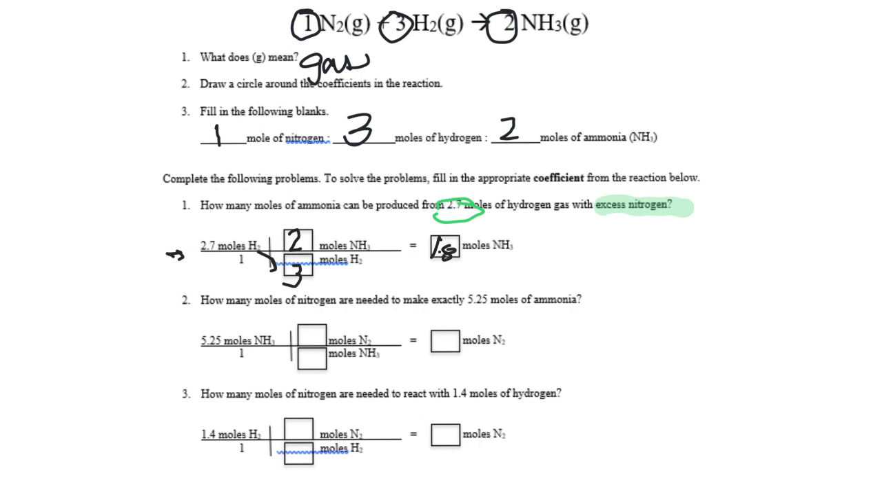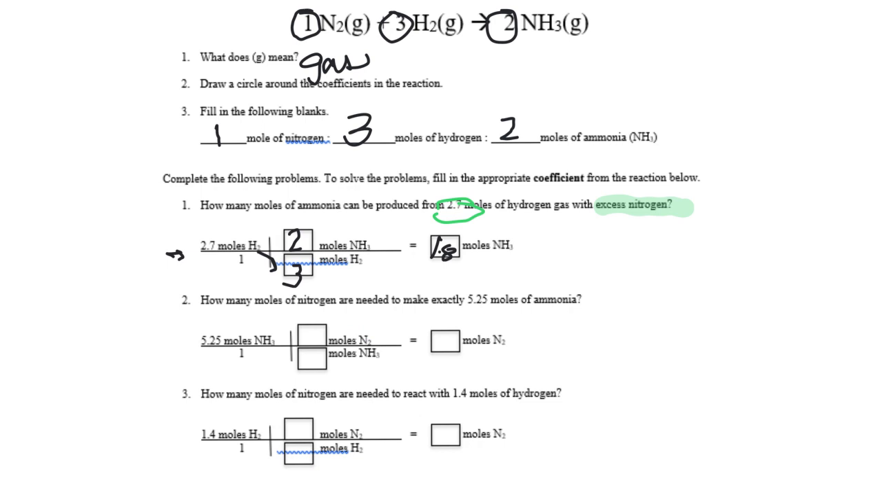Okay, second question. How many moles of nitrogen are needed to make exactly 5.25 moles of ammonia? Okay, well, I'm starting with 5.25 moles of ammonia. So that is what I am putting over 1 here. I drew my train track, bring the unit moles of NH3 down. What I want to get to, moles of nitrogen, goes to the top. All I have left to fill in are the numbers.